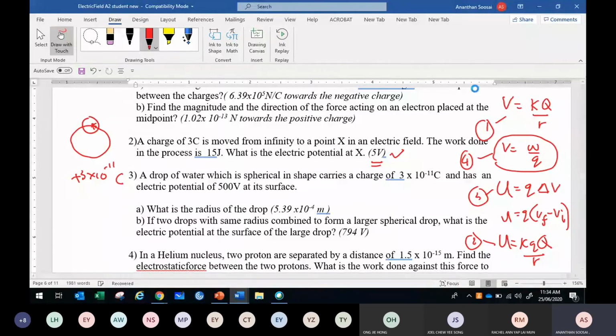Of course, kQ over R. The Q is the center charge, it's positive 3 times 10 to the power of negative 11. And the R is the distance from the center to the point where you want to find the potential, so the radius of the sphere. So A is easy. The radius is found to be 5.39 times 10 to the power of negative 4 meter. The second one is tricky. Those who get the final answer 794, good. I'll give you another 1 minute for B.